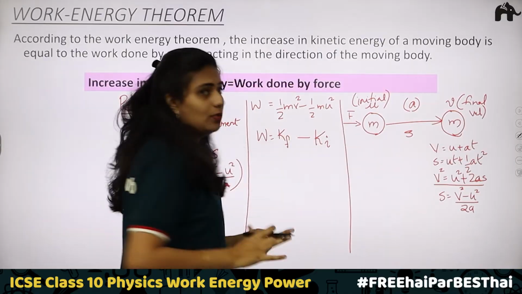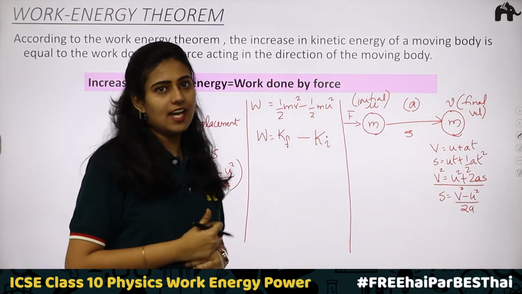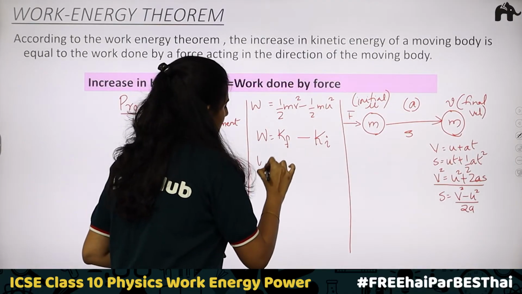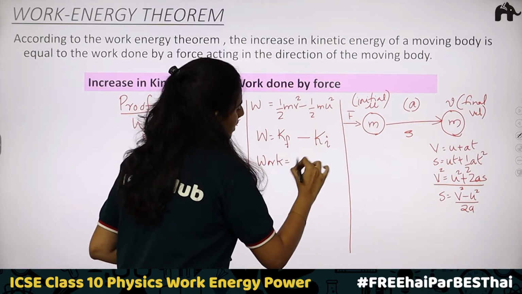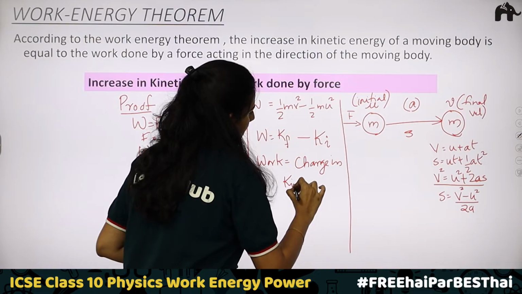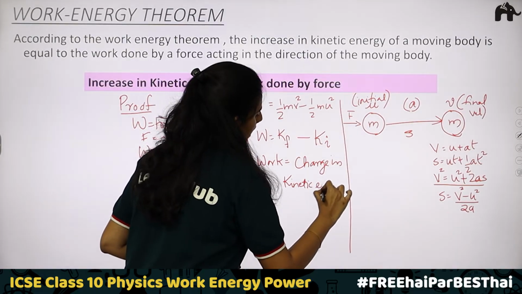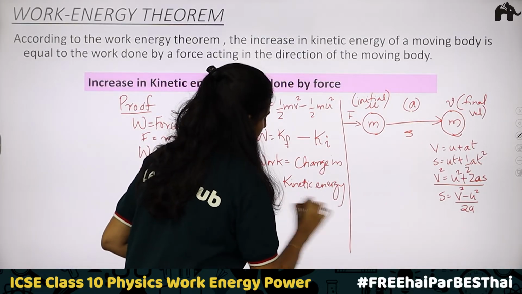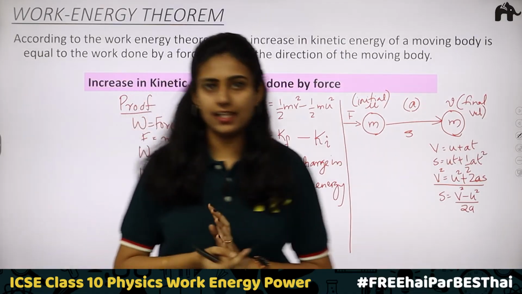When you subtract it, what do we get? We get the change in kinetic energy. Therefore, work W is equal to change in kinetic energy. So, this is the required proof. This is the proof for the work energy theorem.